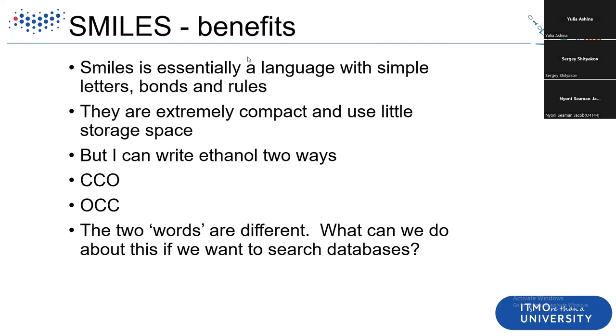The SMILES are essentially used as a language with simple letters, bonds and rules. They are extremely compact, and only a very small storage is required to store and process very huge chemical information. You can also write ethanol in different ways, like that, from right to left and left to right, and the system understands it as an ethanol molecule.